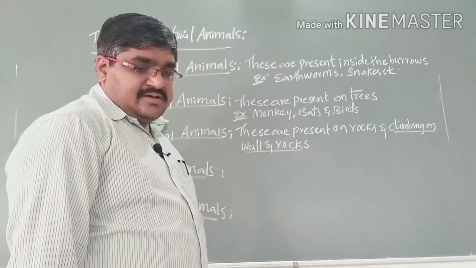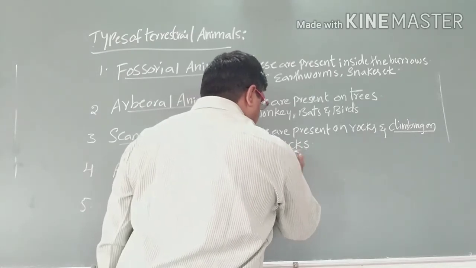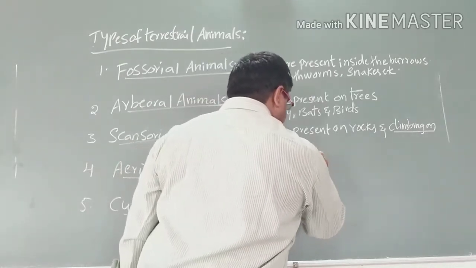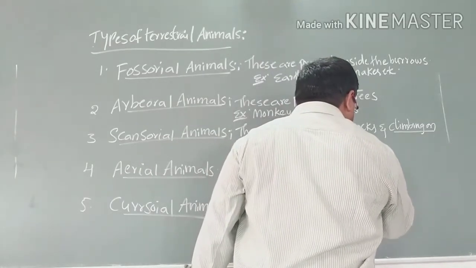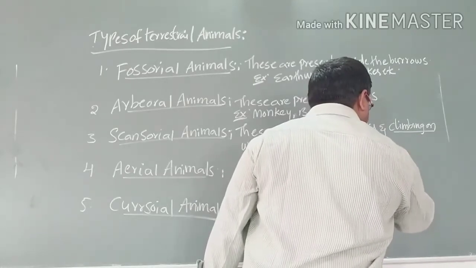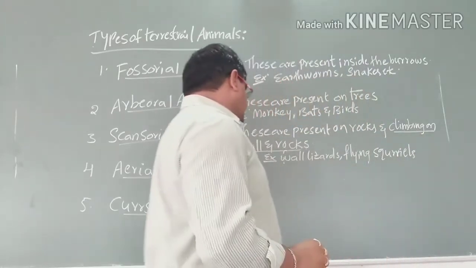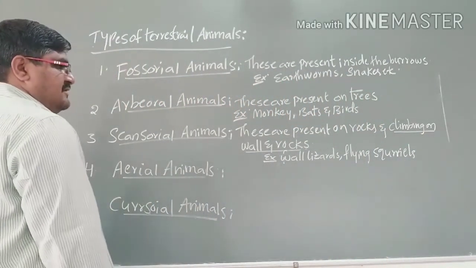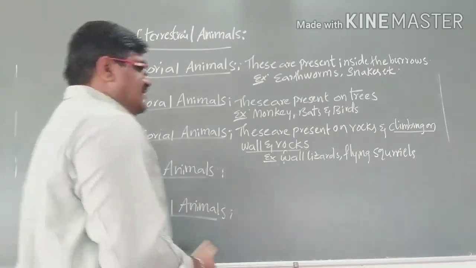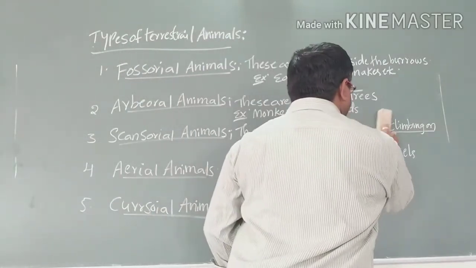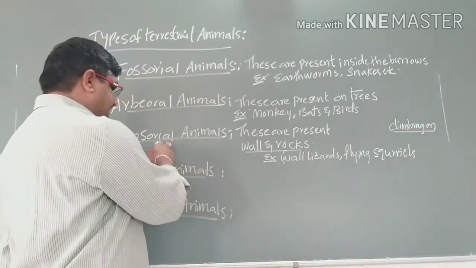For example, we can take wall lizards and flying squirrels. These are present on walls, climbing on walls and rocks. We call them scansorial.